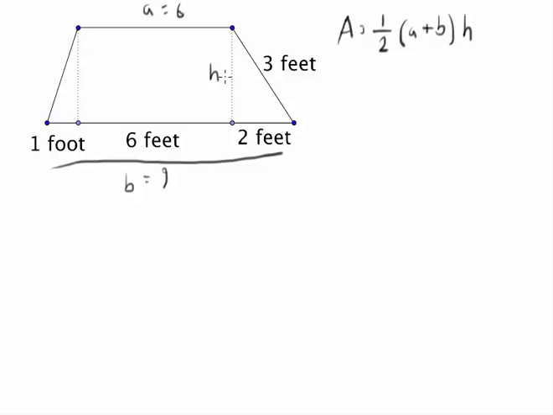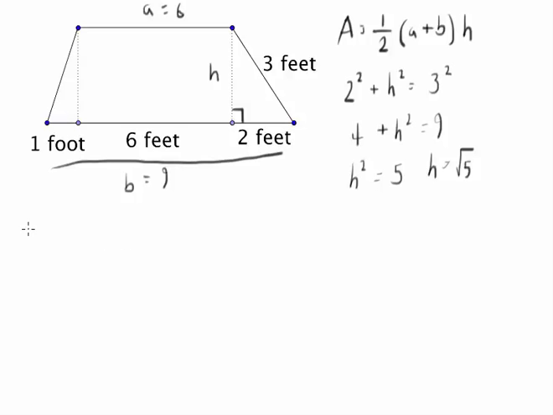We have to find H. Now, the nice thing that's true here is that the way I've labeled stuff, we have a right triangle, so we can use the Pythagorean theorem. 2 squared plus h squared equals 3 squared. Notice short side squared plus short side squared equals hypotenuse squared. 4 plus h squared equals 9. H squared equals 5. H equals the square root of 5.